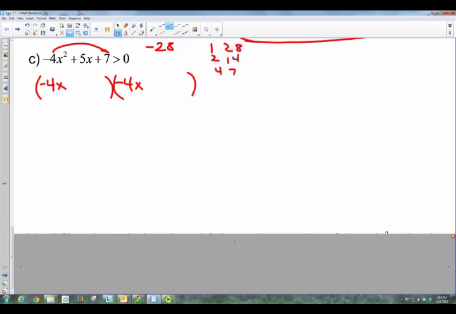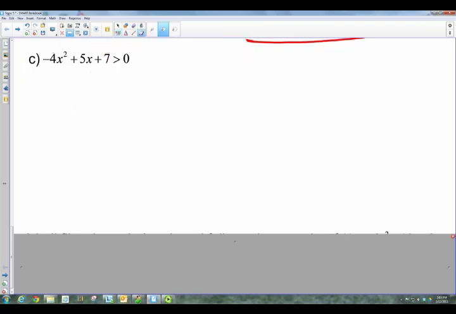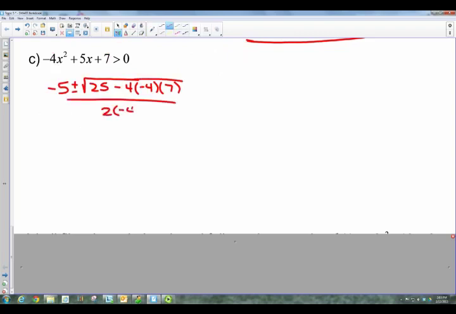So what does that tell you? Well, what that means then is, since none of those work, we've got to go to the quadratic formula. Okay, so factoring is not an option here, which is okay. So we go through the quadratic formula. You got negative b plus or minus the square root of b squared minus 4 times a times c, all over 2 times a.